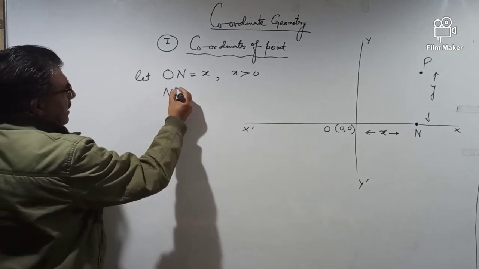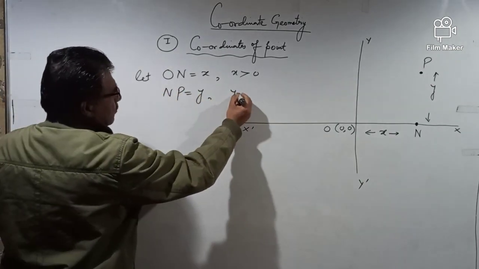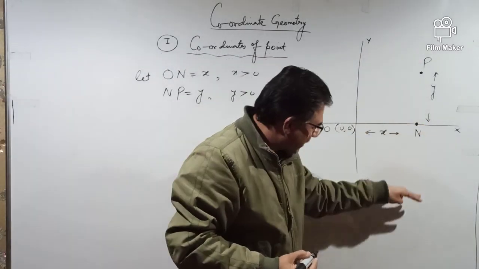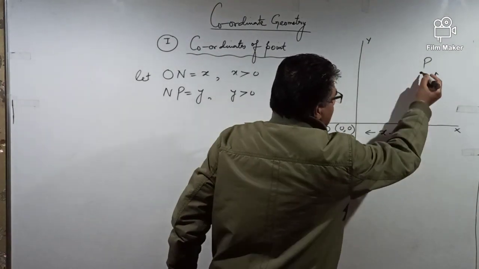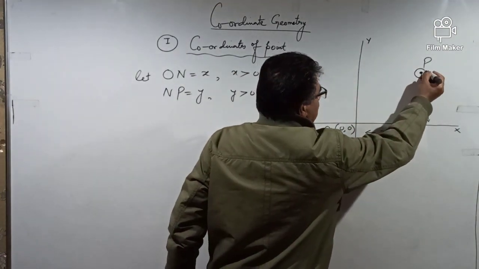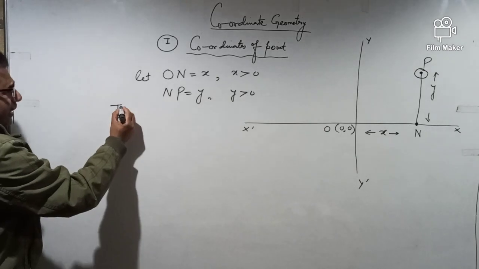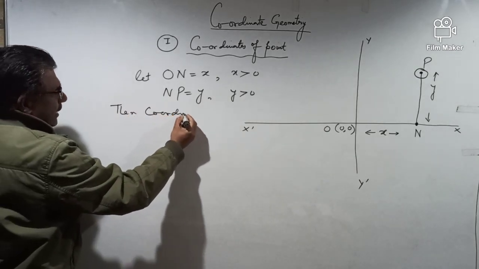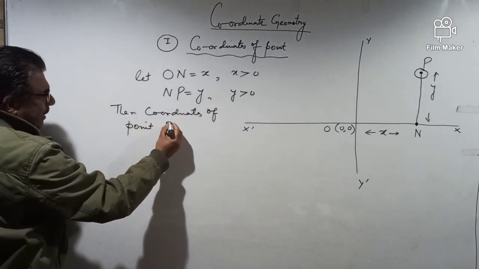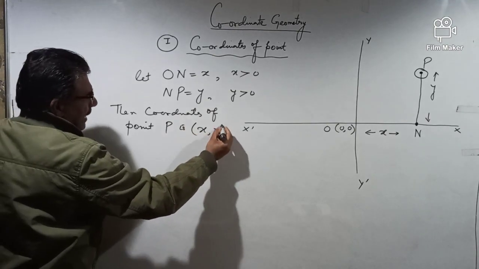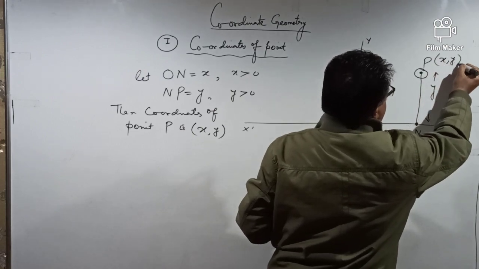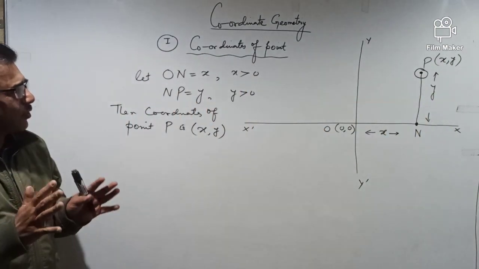And NP is equal to y. Y is also positive. NP is along the y-axis but in the positive direction. This is the positive direction. This is the negative direction. So I will go from N to P. This distance is y. Then we can say the coordinates of point P is x comma y. X and then y. So we say the coordinates of this point P, x and y. This is the first thing. This is called the coordinates of point.